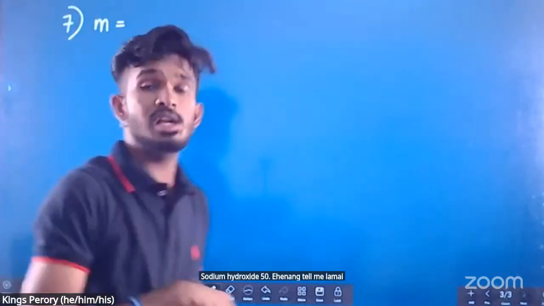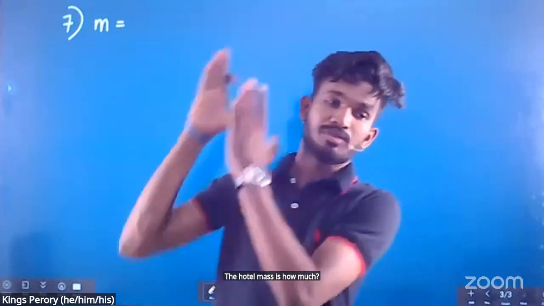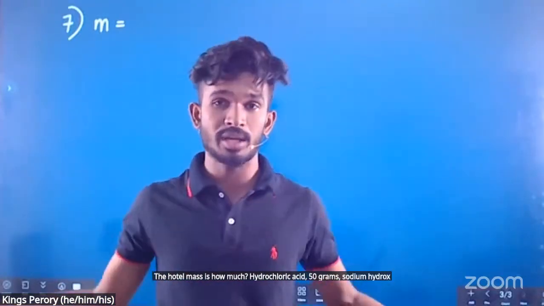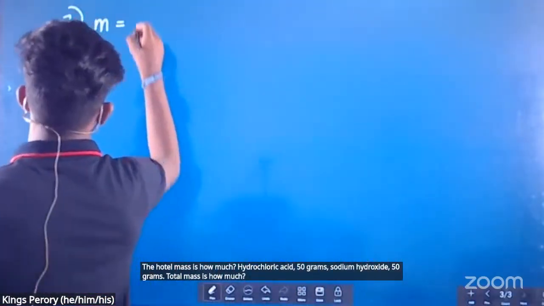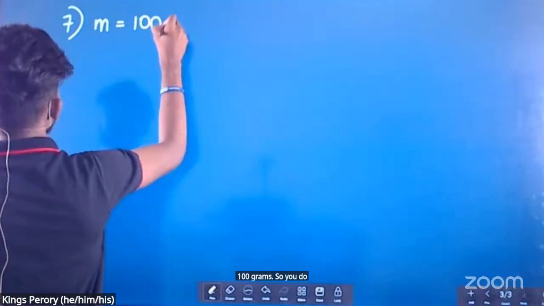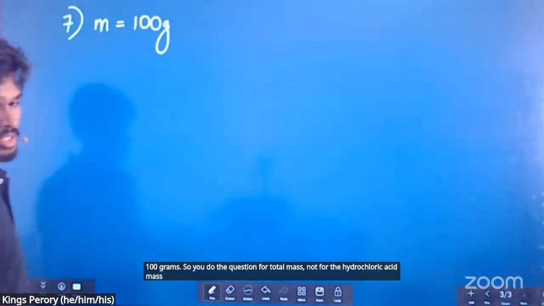M is the total mass. Total mass is how much? Hydrochloric acid 50 grams, sodium hydroxide 50 grams. Total mass is 100 grams. So you do the question for the total mass, not for the hydrochloric acid mass or the sodium hydroxide mass. You do the question for the total mass, 100 grams.